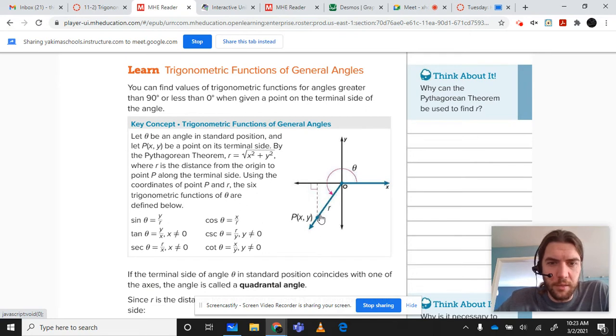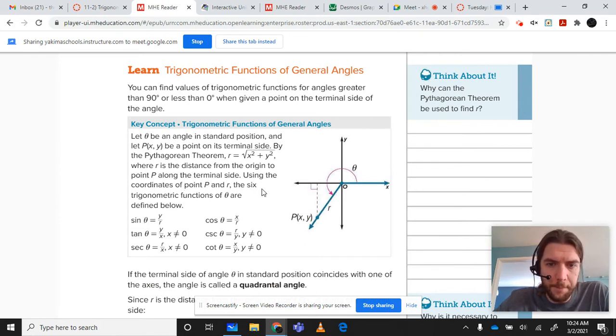By the Pythagorean theorem, r, the hypotenuse, should equal the square root of x squared plus y squared, where x is the distance right here on the x-axis, y is our distance right here, right? So a squared plus b squared equals c squared. To get c by itself, you take the square root of both sides. So we get r is the square root of x squared plus y squared, where r is the distance from the origin to point P along the terminal side. Using the coordinates of point P and r, the six trigonometric functions of theta are defined below.